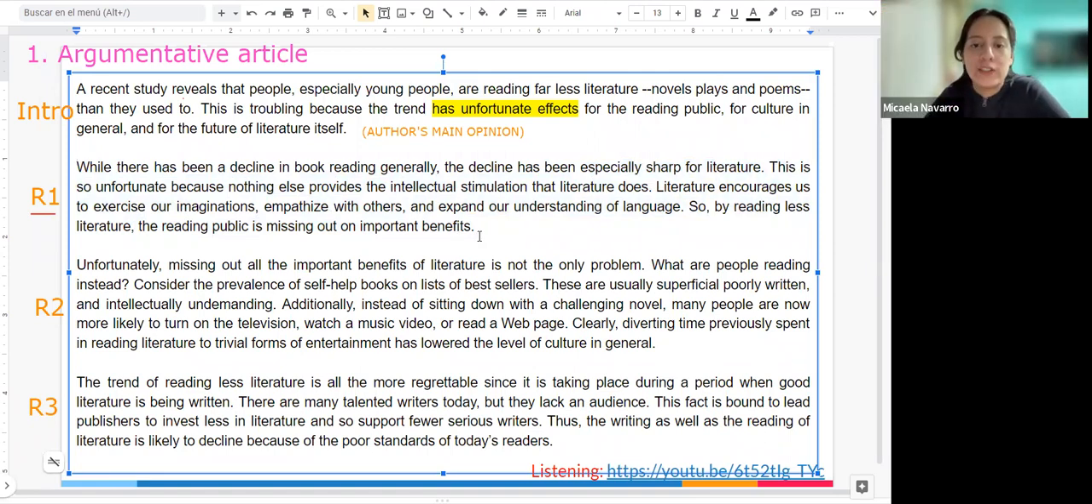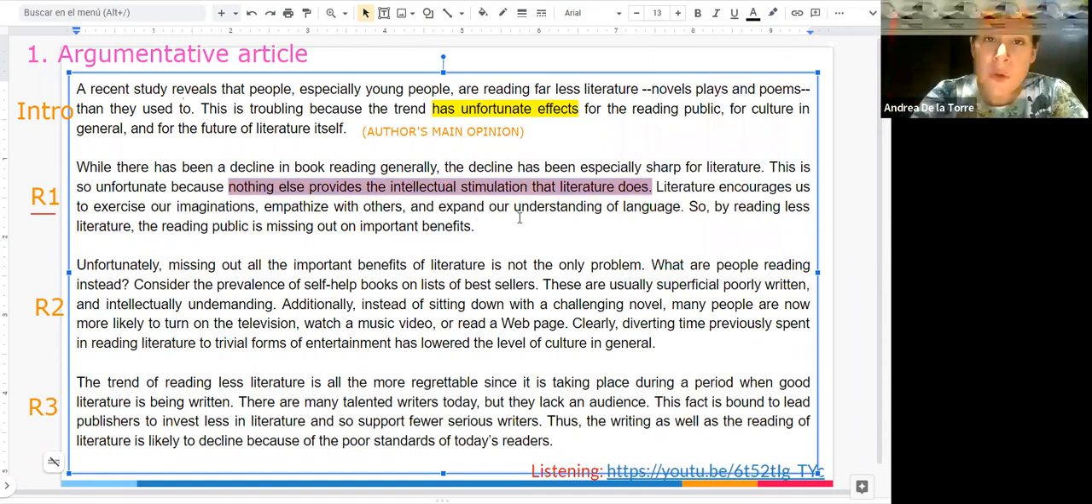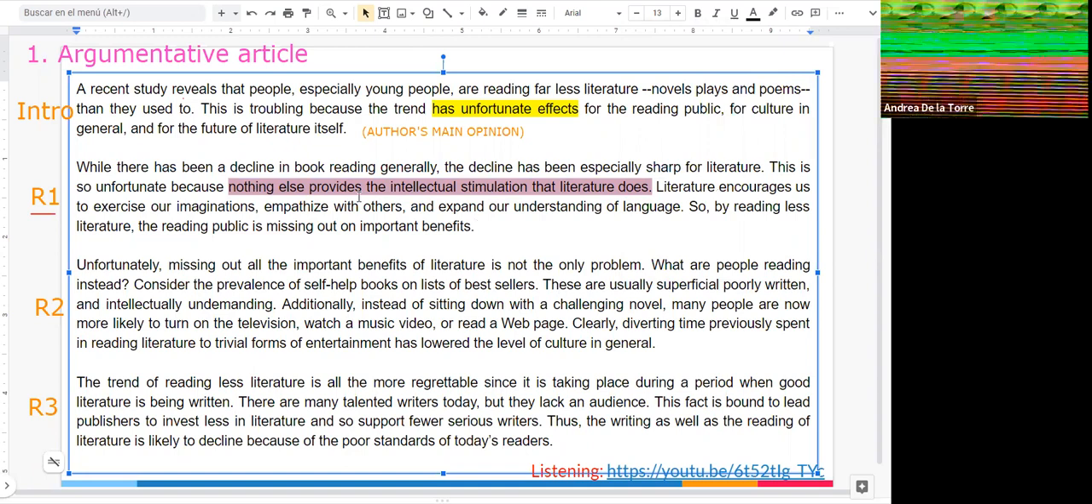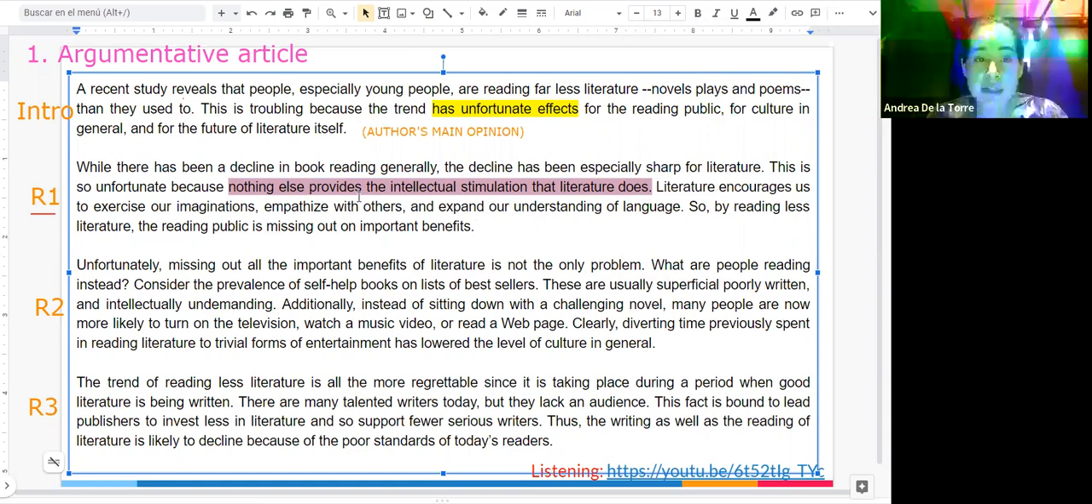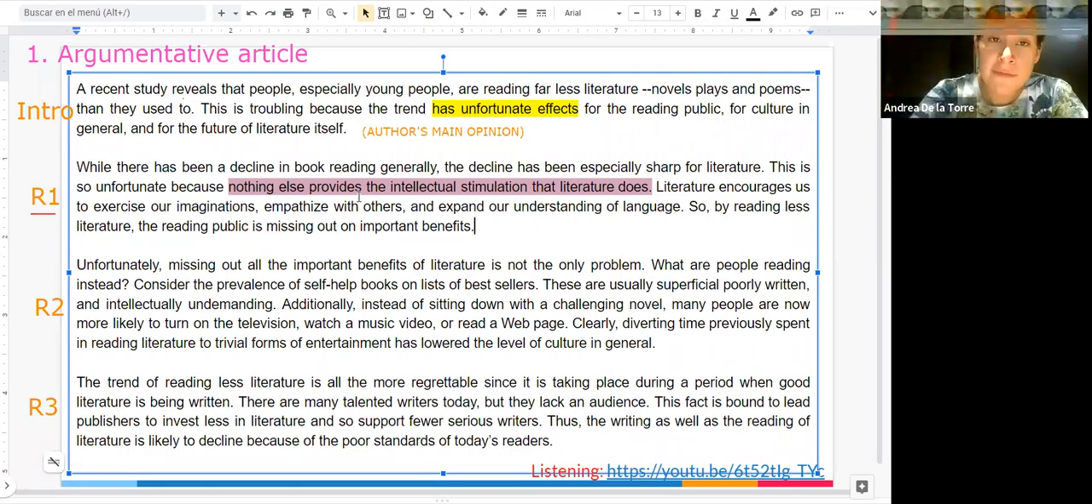It could be this is unfortunate because nothing else provides the intellectual stimulation that literature does. Great, exactly. Yes. So as you can see, you even have that because, right? That because means reason. So according to the author, the fact that people are reading less is unfortunate, basically means is sad, right? This is so sad because nothing else provides the intellectual stimulation that literature does. So the first reason why the author thinks that this is such a tragedy is because, according to him, nothing else gives us that intellectual stimulation we need, okay?